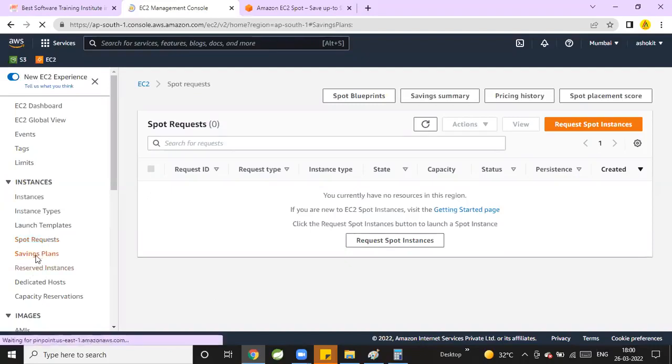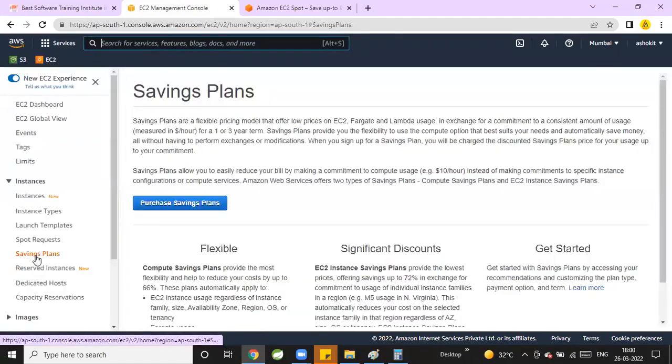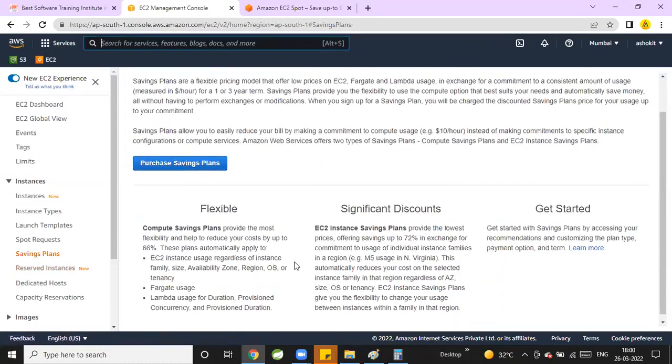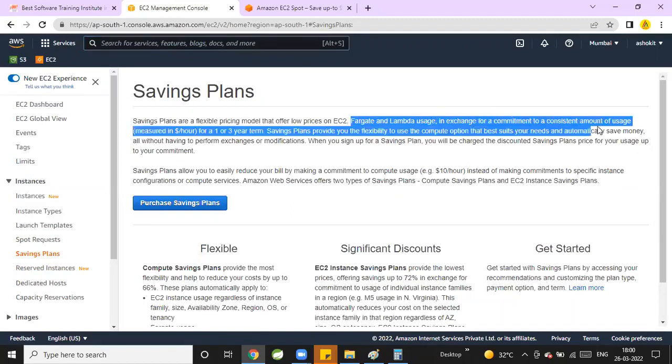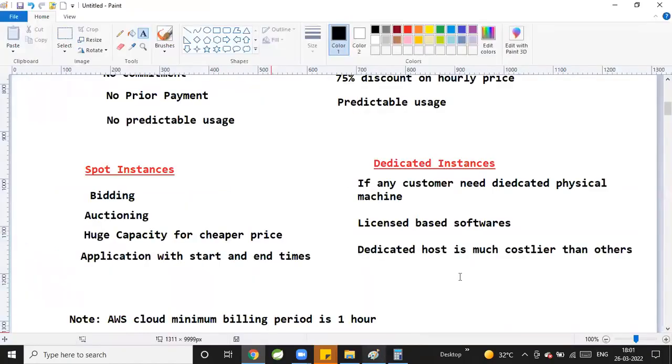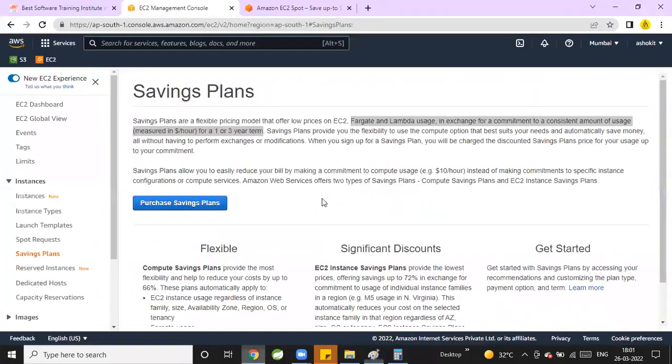Okay. Next one, saving plans are available. What is the meaning of saving plan? How can you purchase? Compute saving plans. Saving plans are a flexible pricing model that offers low prices on EC2, Fargate and Lambda usage in exchange for a commitment to a consistent amount of usage, measured in dollars per hour, for a 1 or 3 year term. Can you say these are reserved instances? Before going for the reserved instances, you need to understand the saving plans.